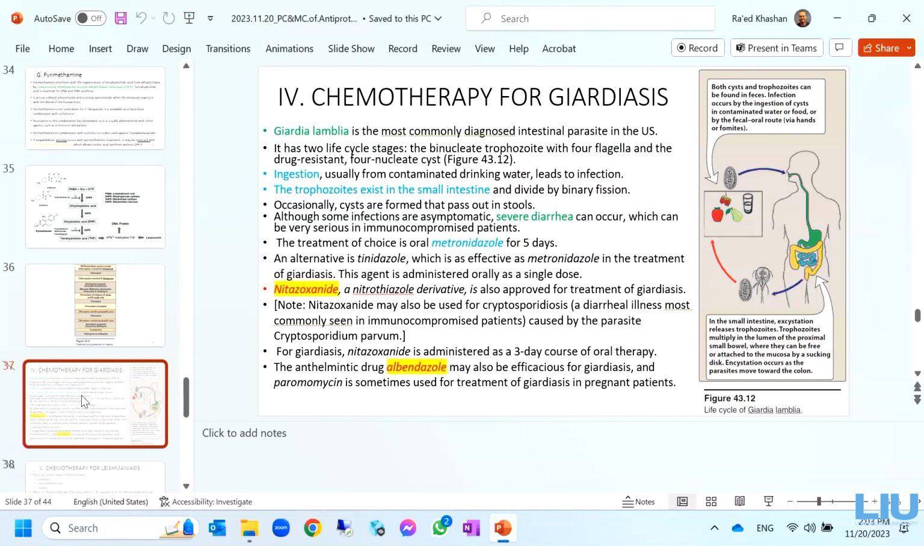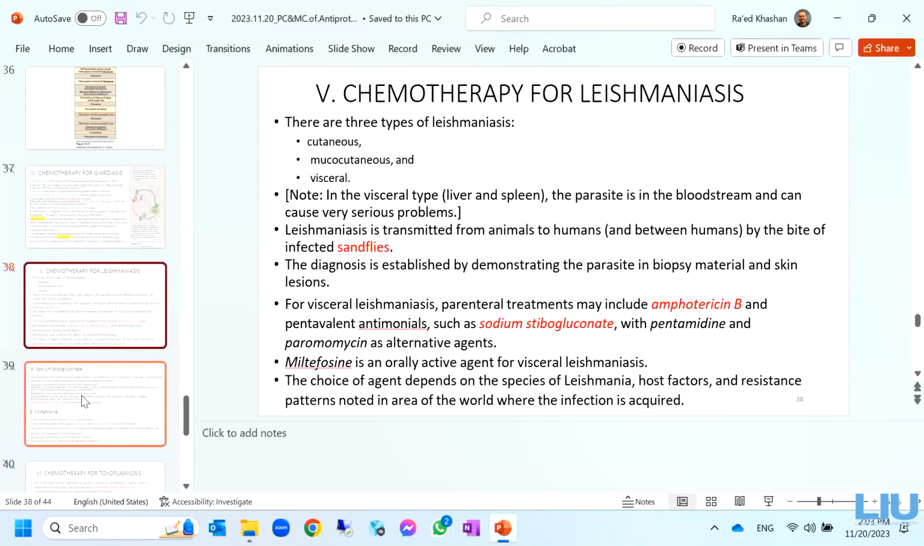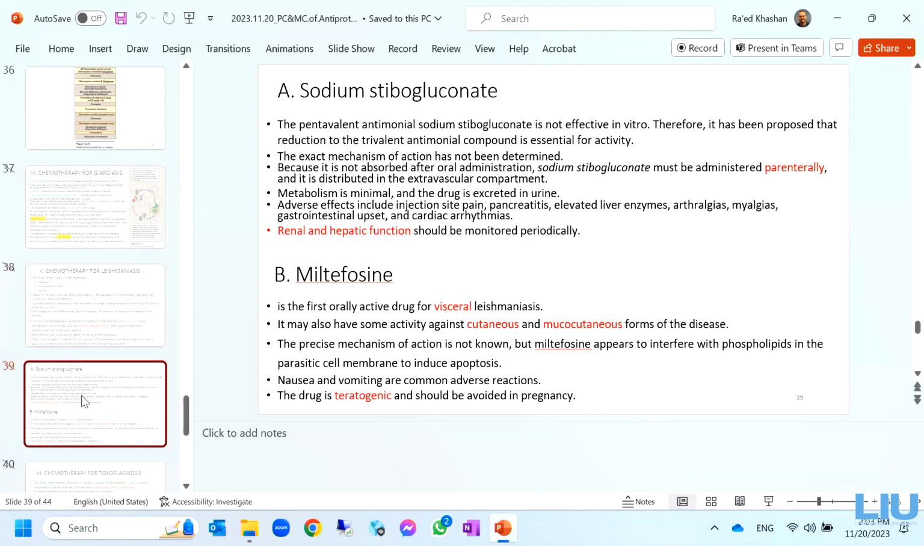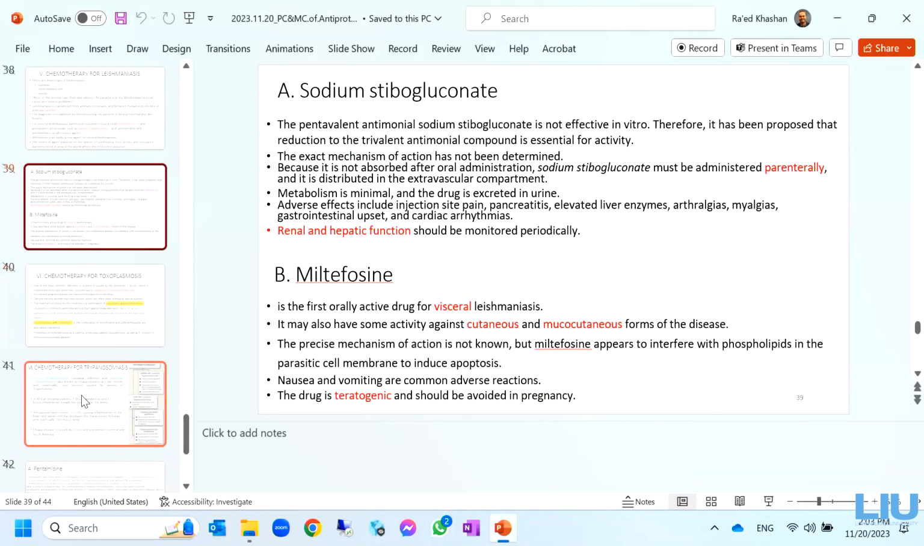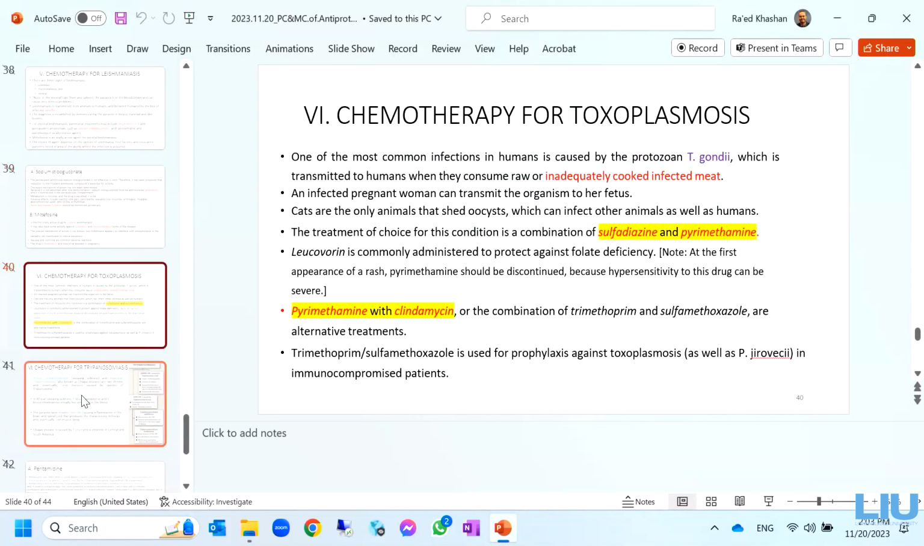Now, instead of going through the life cycles of these other classes of protozoals and the drugs, I just want you to know only the examples of drugs that act in these cases. So I just want you to know the names that are highlighted in yellow. That's it. So just know that for giardiasis, we use nitazoxanide and albendazole. For leishmaniasis, we would use sodium stibogluconate and amphotericin B. And for toxoplasmosis, we would use sulfadiazine, pyrimethamine, and clindamycin.